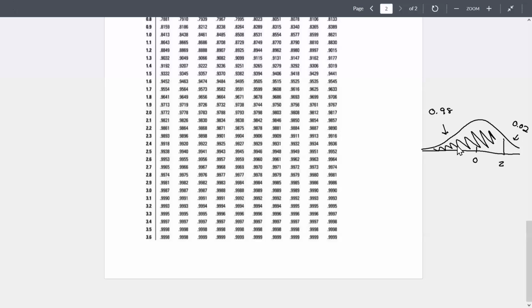Like I said, we need to look for that area to the left of the z-score, even though we don't know what the z-score is. So we're looking for the area of 0.98. We look for as close as we can get to that. So it's either here or here. This is 0.9798, this is 0.9803. We just need the one that is the closest. This is 0.0003 from 0.98, and this is 0.0002 from 0.98. So this is my closest.